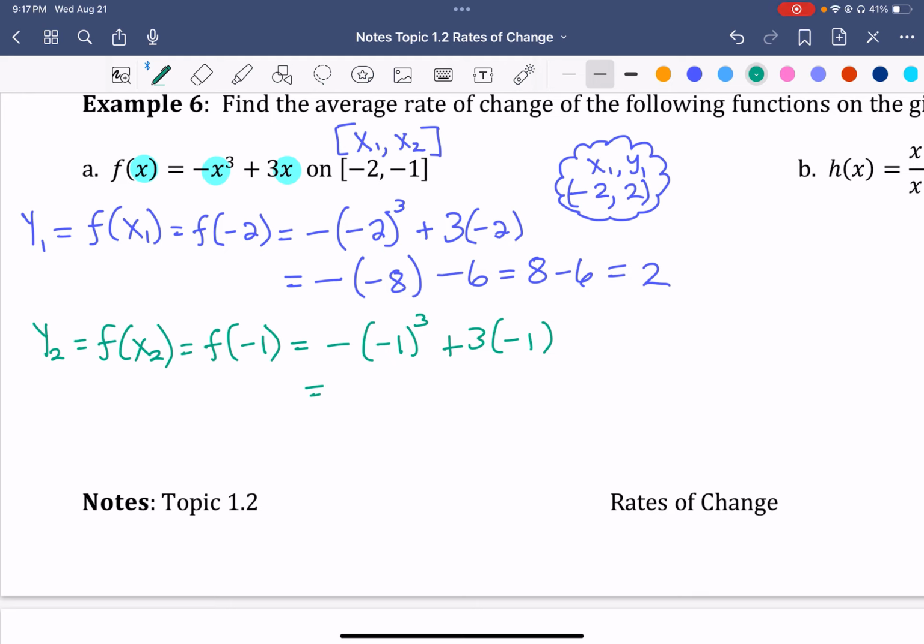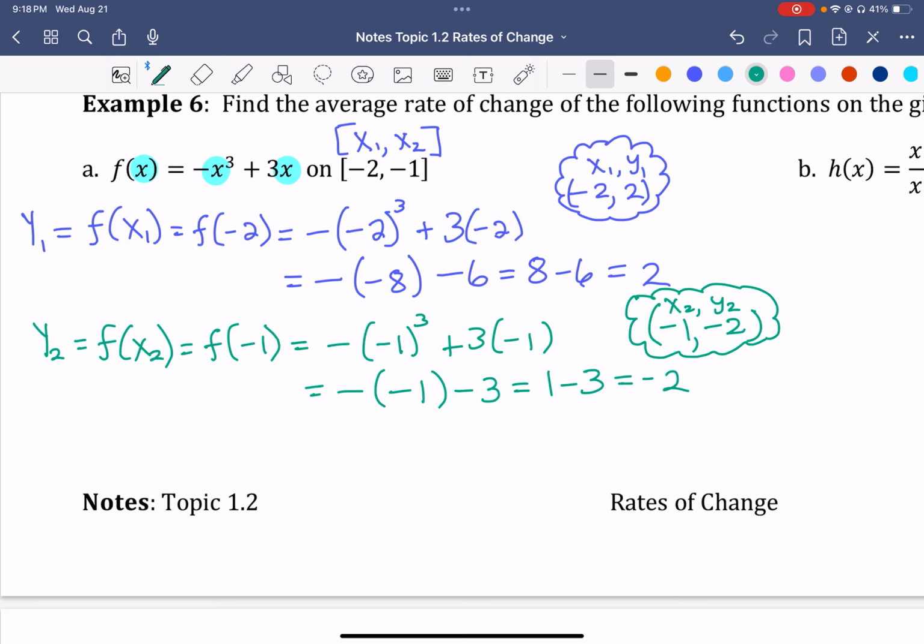But notice that negative in the front, I haven't used it. And then in parentheses, negative 1 minus 3. Just like before, two negatives make a positive. So this becomes 1 minus 3, which is negative 2. So now my second point is negative 1, negative 2. And I can label this x sub 2, y sub 2.